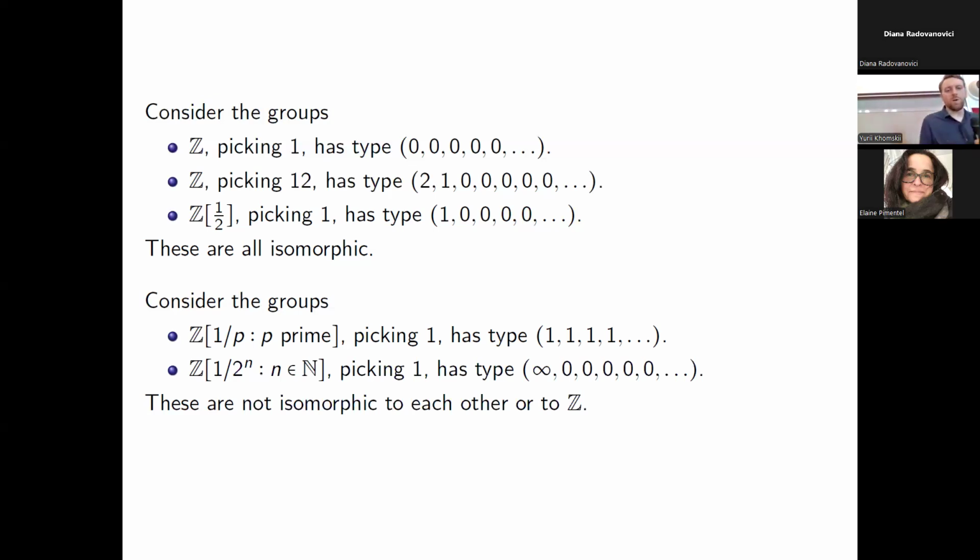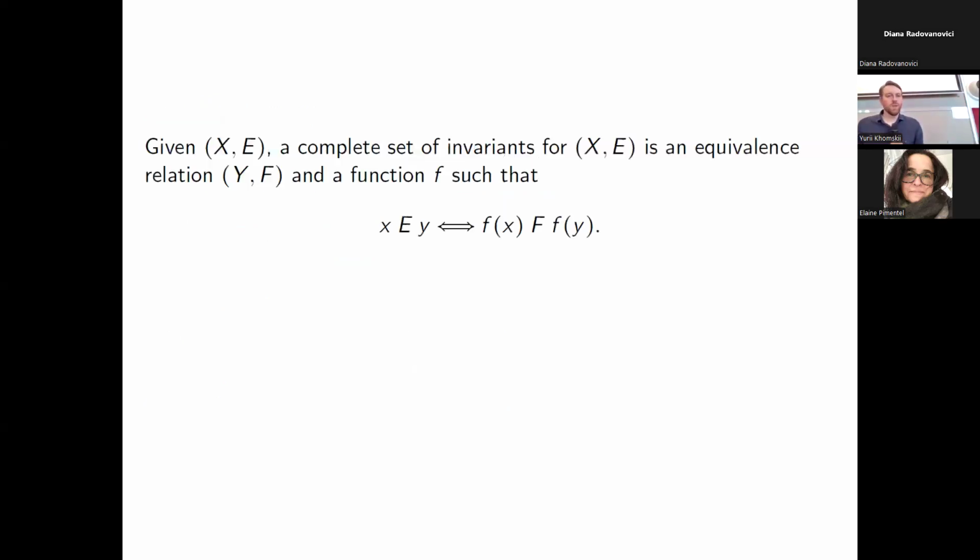So the point here is that we're classifying these groups using these invariants, but we can't compare quality of invariants. These ones get different invariants, but we're comparing them up to equivalence of the invariants. So the picture now should be that you've got this X with an equivalence relation E that you want to classify. And a complete set of invariants for it is going to be some other equivalence relation, where Y is the set of invariants, and F is the equivalence between invariants. And then you want this function that maps objects to their invariants so that 2 objects are equivalent if and only if their invariants, instead of being equal, are now equivalent to each other.